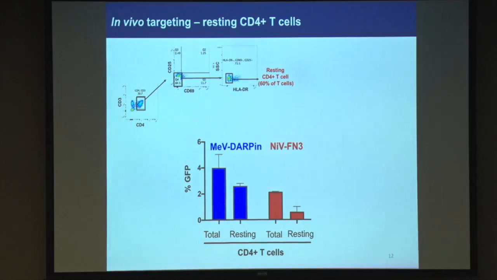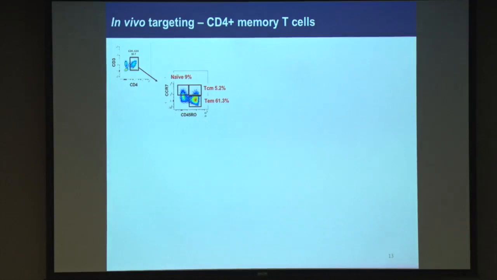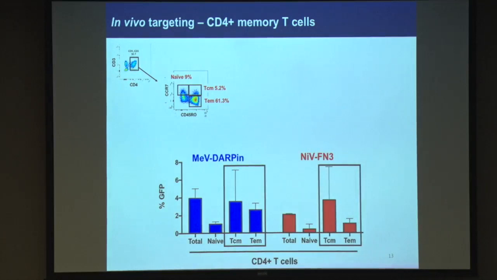And then finally, we want to ask whether these vectors are able to get into CD4 memory T cells. So again, the staining panel was used to identify naive, central memory, and effector memory T cells. And then we analyzed the GFP expression in these three different T cell subtypes. And again, we found these two CD4 targeted vectors are able to transduce memory T cells in vivo. And when we compare to the naive T cells, the vectors more preferentially go into memory T cells.